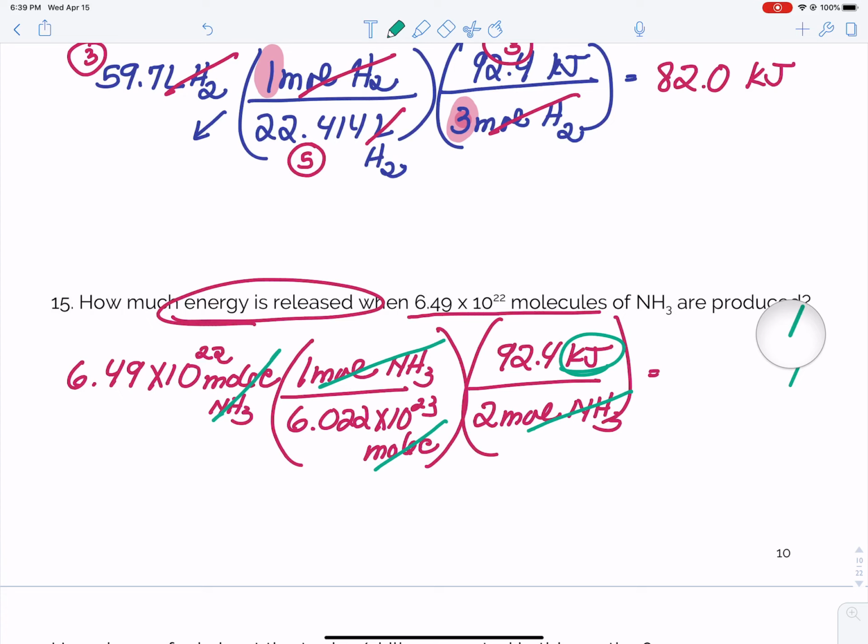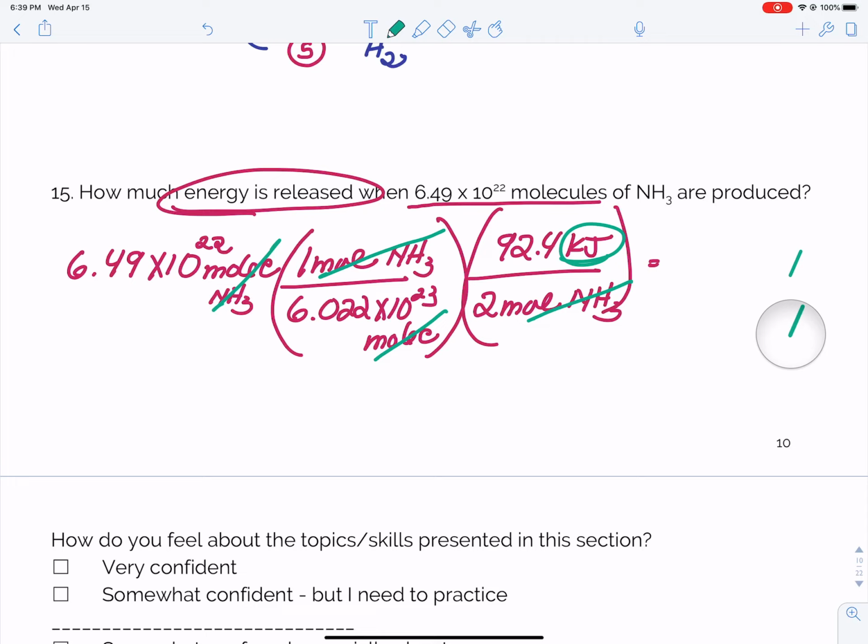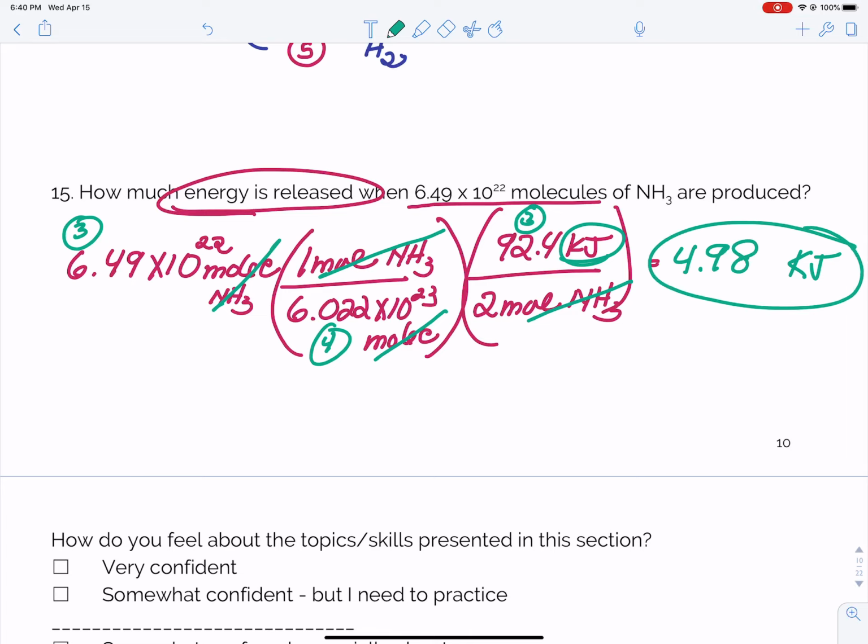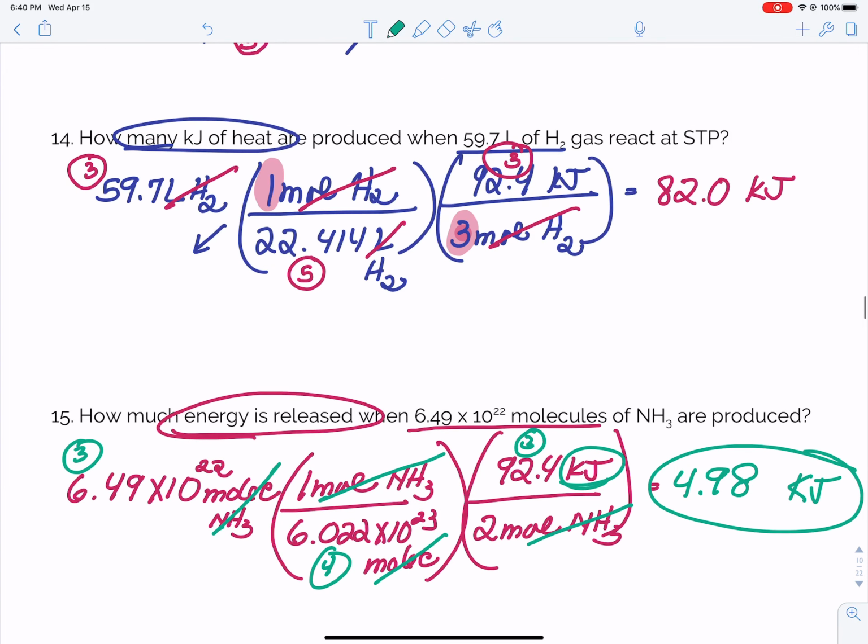That's what I want. Significant figures. This has 3. So my answer is going to have 3, and that's 4.98 kilojoules of energy. Okay, so you notice these ones are relatively simple.